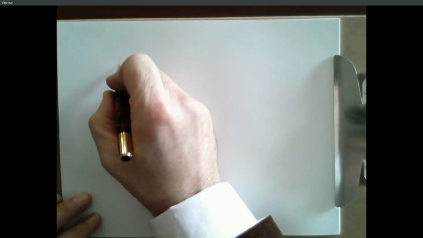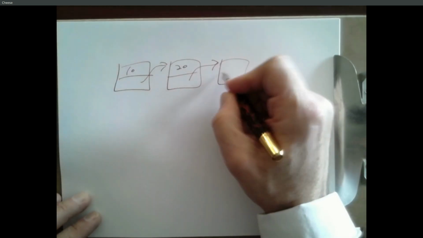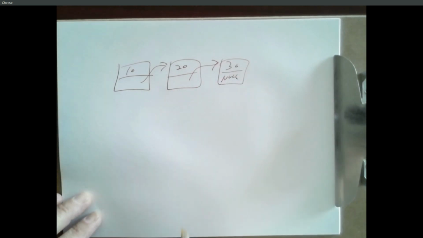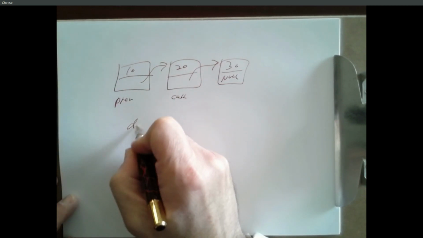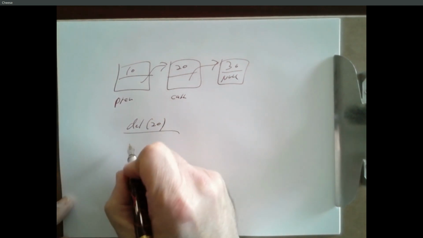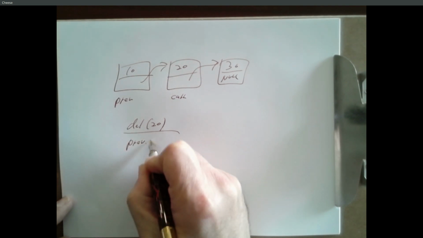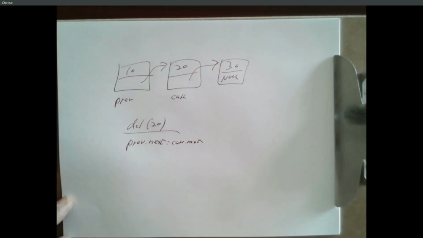Okay. Are you keeping track of a previous as well as a current? Okay. So if you're deleting the 20, what do we do here? We say basically previous next equals current next, right? So it skips over.